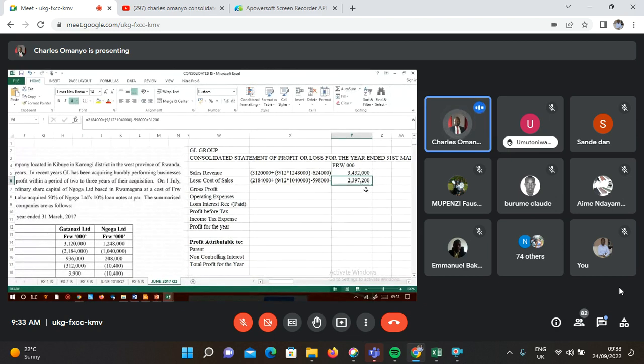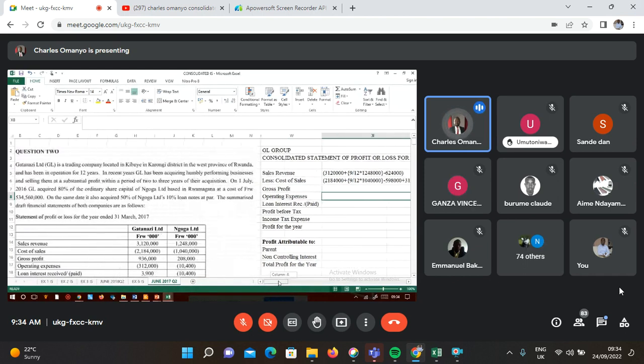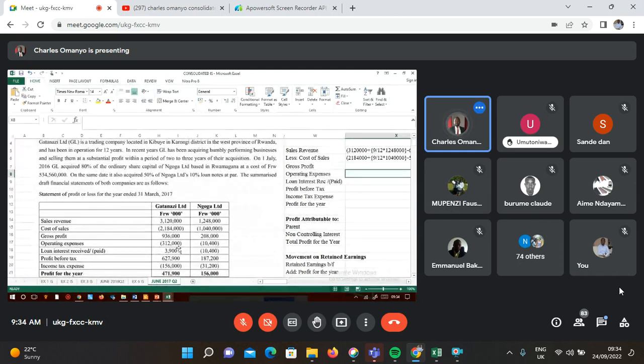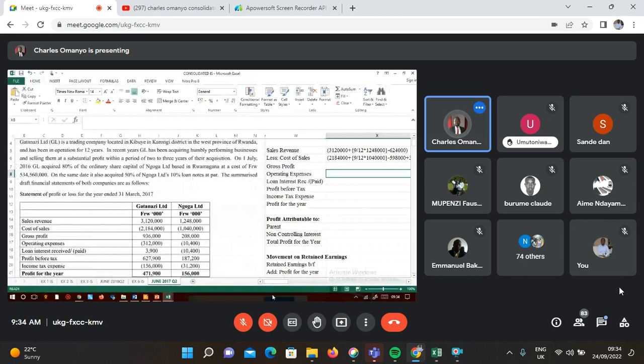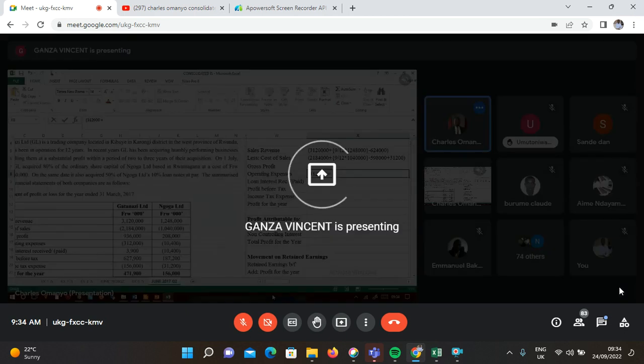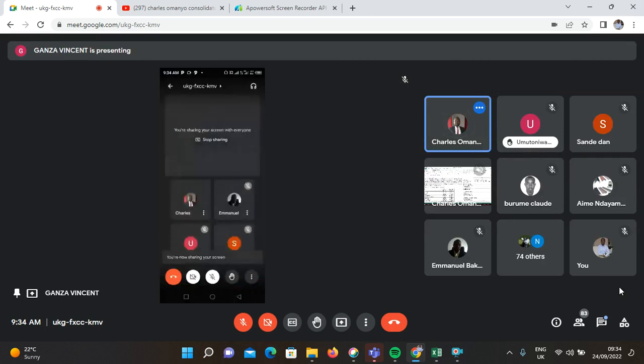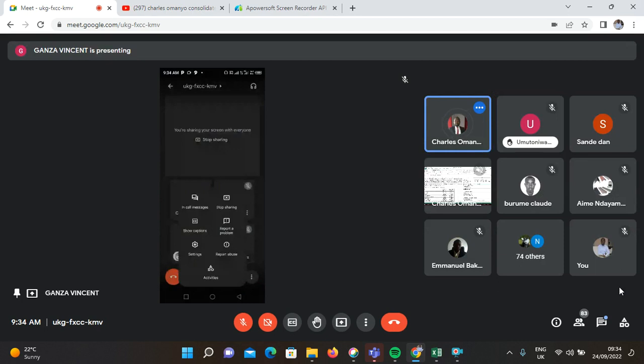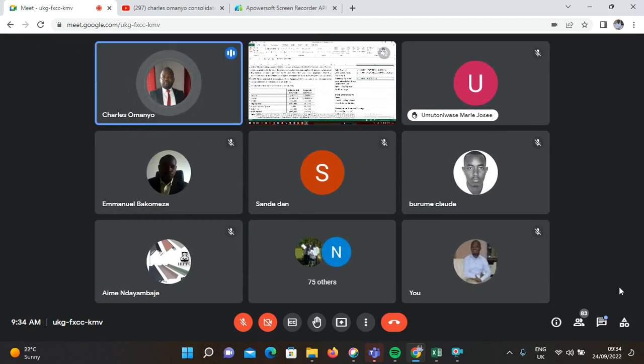So what is our gross profit? Gross profit is equal to sales minus that. It gives you 1 million and whatever value you get there, 1,034,000. Operating expenses, we repeat the same trend. You can see operating expenses is 312,000 plus 9/12 times 10,400. Please remember there was another operating expense. I've forgotten. I read it somewhere.